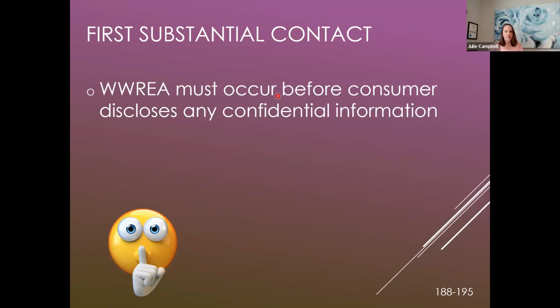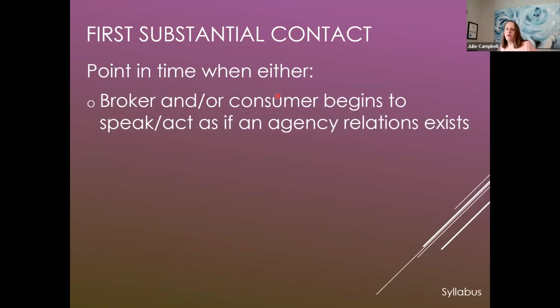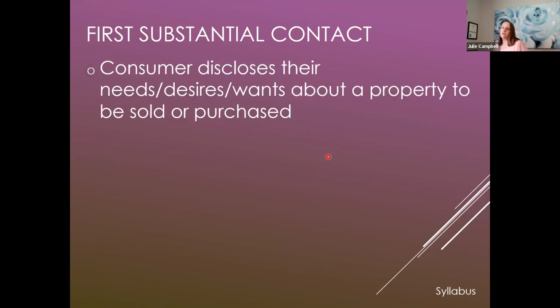So to further break down this idea of first substantial contact, I'm going to go off book for just a second. I'm in the syllabus now. First substantial contact is that point in time when either the broker begins to ask questions of the consumer, or the consumer begins to volunteer information about themselves as it relates to this transaction. So broker and consumer begin to act as if they already have an agency relationship.